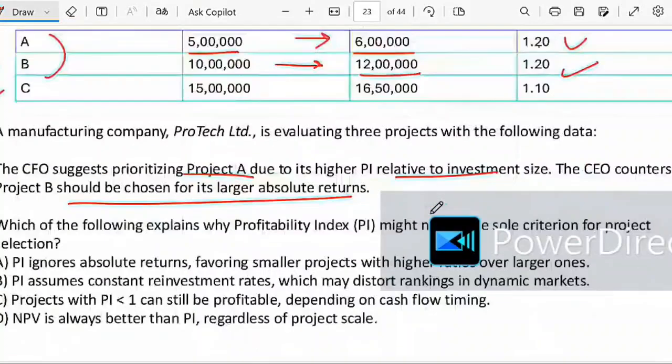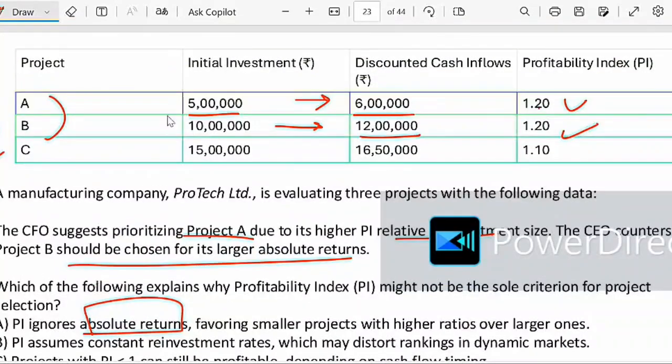So PI, that is profitability index, is not always a standalone tool, because it ignores the absolute return and can favor a small project. As you can see here, in this case, what is the profit we are getting? 2 lakh. In this case, what is the return? It's just 1 lakh, right? So PI ignores absolute return and can favor a small project. It tells us how profitable the project is per rupee invested, but not how much total profit we are making, right?